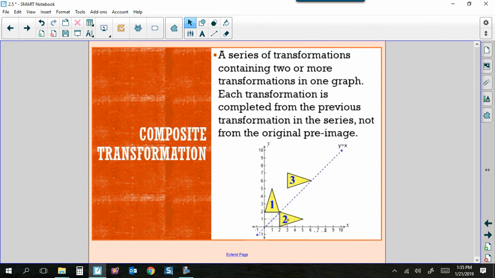And then I have an example here. You don't need to draw it. I just wanted you to see it as it is completed. The pre-image is triangle 1, which was reflected over the line y equals x to shape 2. Then triangle 2 was translated up to triangle 3. That's what you're going to be doing today with composite transformations.